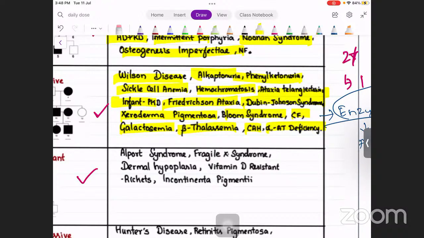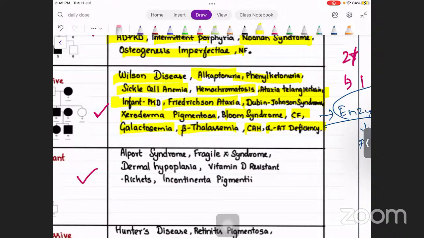So mostly biochemical problems are related to autosomal recessive inheritance. For example, xeroderma pigmentosum, Dubin-Johnson syndrome (jaundice, enzyme defect), sickle cell anemia (again, a missense mutation), hemochromatosis, which is due to the accumulation of heme, alkaptonuria (homogentisate oxidase deficiency), and galactosemia (galactose-1-phosphate uridyl transferase deficiency).